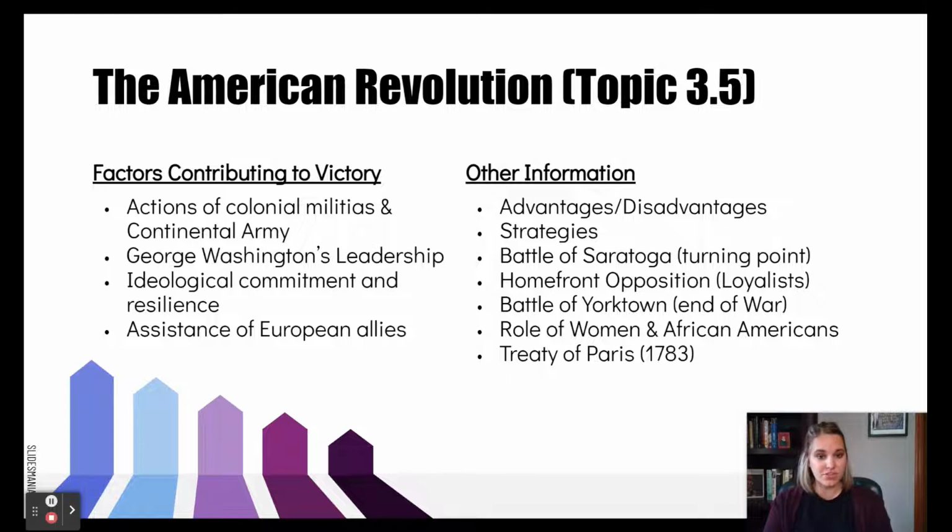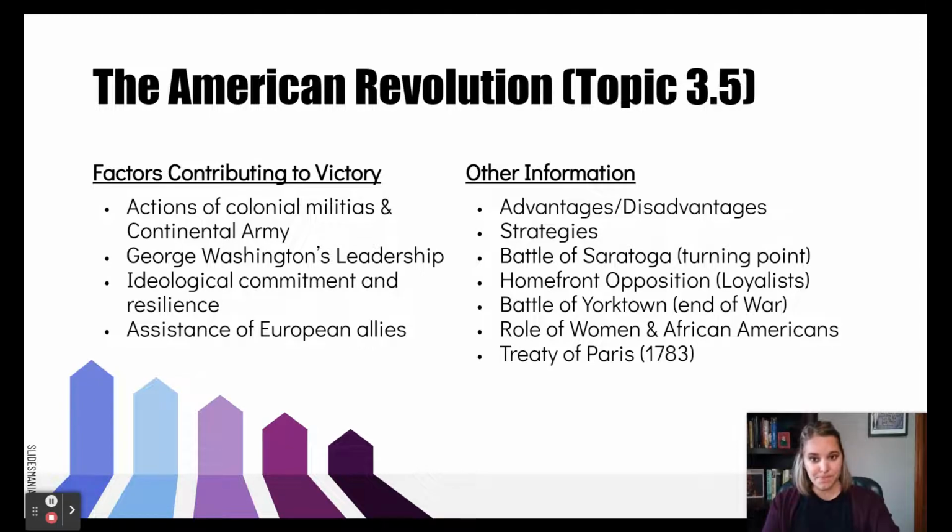Other information that you should also know is the advantages and disadvantages and the strategies. So how the American colonies were trying to have a war of attrition, how they were trying to defend the territory, whereas Britain had to go on the offensive. Understanding the role of women and African Americans is important as well for understanding how the Revolutionary War ideals ended up impacting them. And then the impact of the Treaty of Paris, which granted independence to the United States.